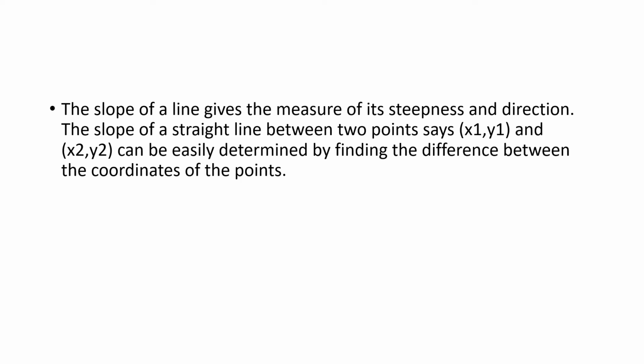So, what is slope? When we refer to slope, we are actually referring to a line. In the case of a line, the idea of slope gives us the measure of the steepness and direction of the line. In the case of a straight line, we are connecting two points. Let the points be x1, y1 and x2, y2. And here we have to understand that in order to find the slope of this line, we have to find the difference between the coordinates of the points.